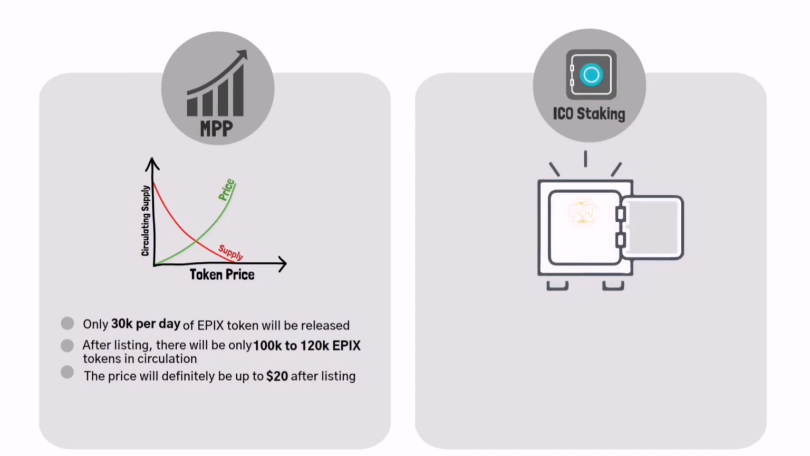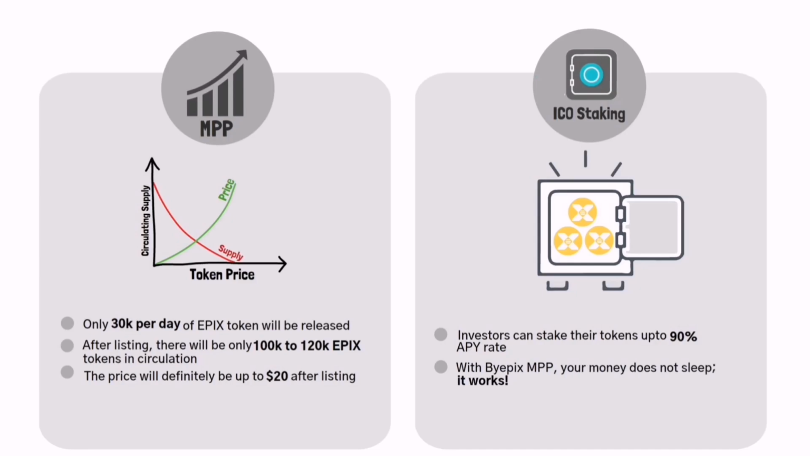Second, ICO staking. Byepix ICO, instead of freezing investor funds, gives them an option that they can stake their tokens up to 90% APY rate and make even more profit by increasing the amount of Byepix tokens. With Byepix MPP, your money does not sleep, it works.